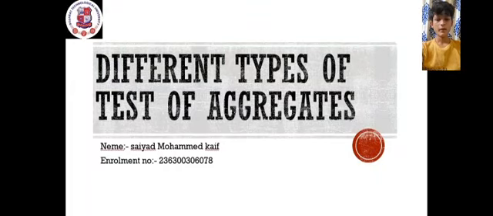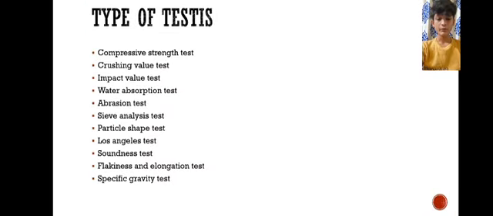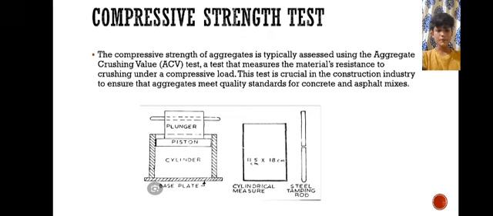Today we are learning different types of tests of aggregate. There are various types of tests of aggregate: compressive strength test, crushing value test, impact value test, water absorption test, abrasion test, sieve analysis test, particle shape test, Los Angeles test, soundness test, flakiness and elongation test, and specific gravity test. First test: compressive strength test.